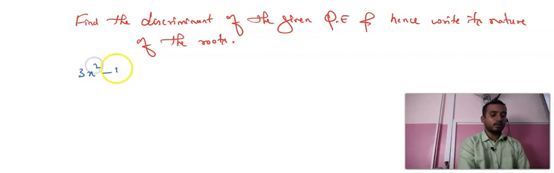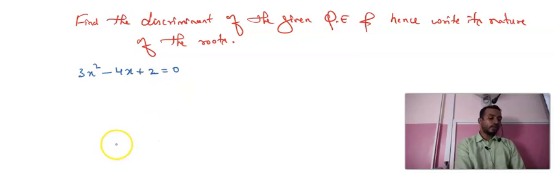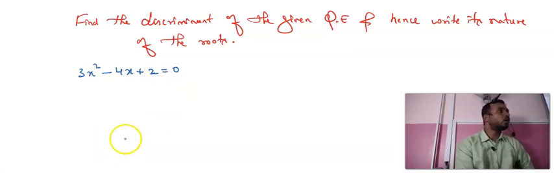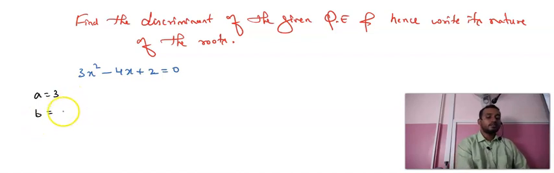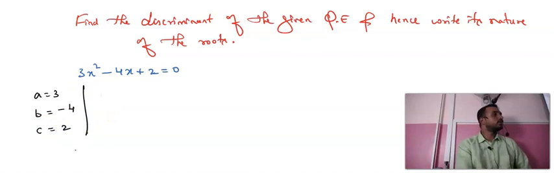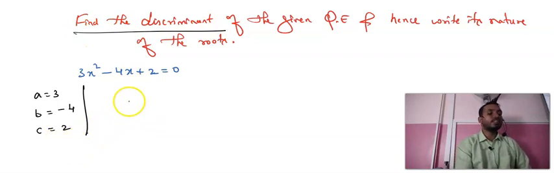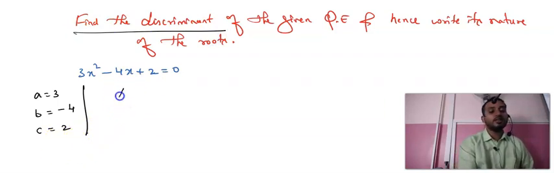3x square minus 4x plus 2 is equal to 0. You can try this sum. I'll show you one problem here, how to solve this. See here, the first term is 3, I mean the value of a is 3, the value of b is minus 4, the value of c is plus 2, correct? They are asking you to find what first? Discriminant. If you want to find the discriminant, what is the formula we have? Delta is equal to b square minus 4ac.